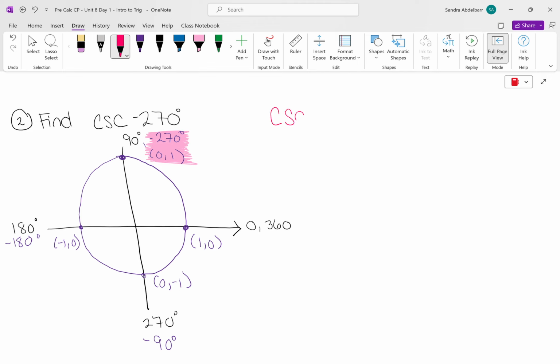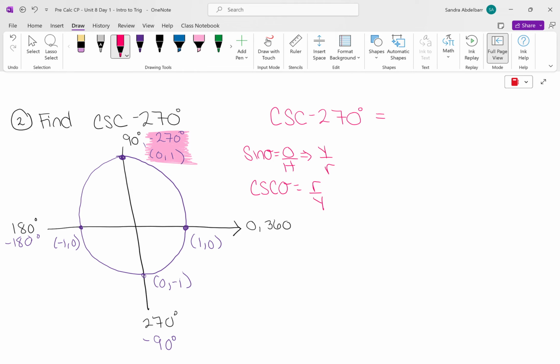All right, so cosecant of negative 270 will equal... Now, cosecant, isn't it the reciprocal of sine? Since cosecant is the reciprocal of sine, we know sine of an angle will be opposite over hypotenuse, which ends up being y over r. So what is cosecant going to be? R over y.